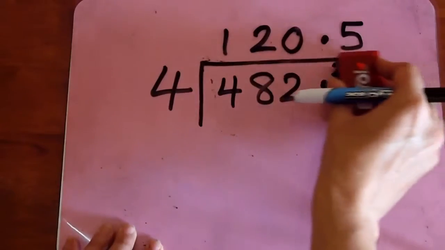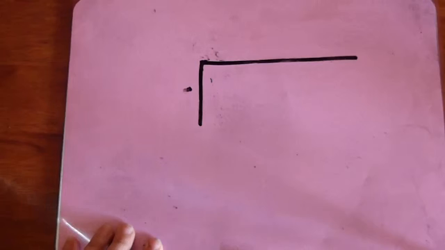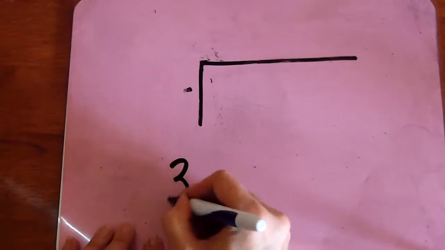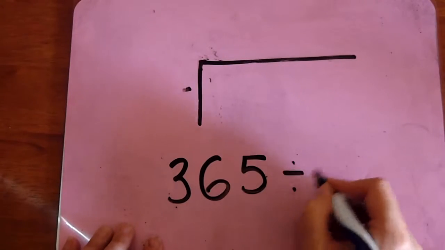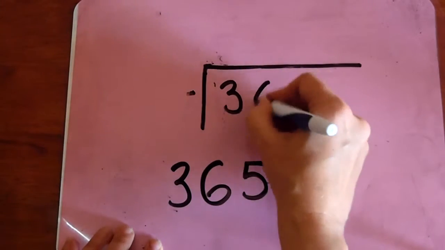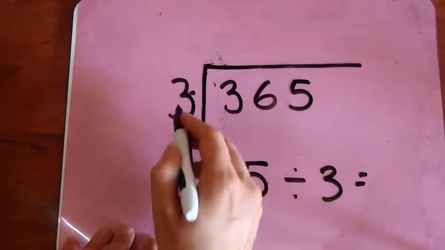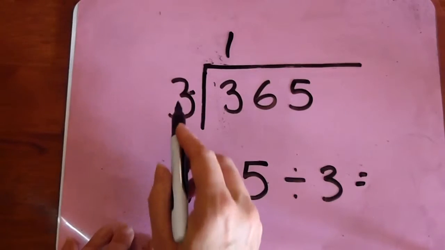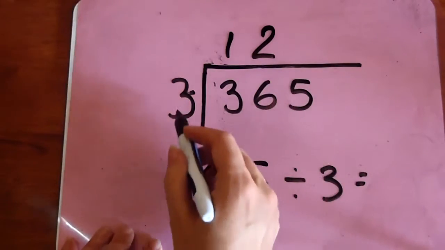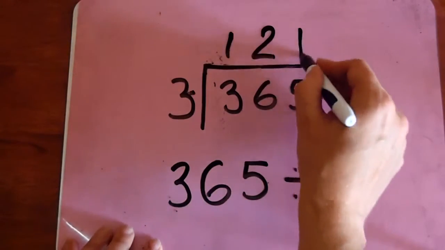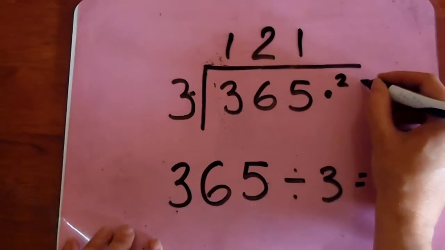Okay, I'm going to do one more for you now. So if we had 365 divided by 3, we put 365 in there, the 3 outside. How many 3s in 3? 1. How many 3s in 6? 2 3s in 6. How many 3s in 5? Well, there's definitely 1, but there's 2 left over. So you put the 2 there.